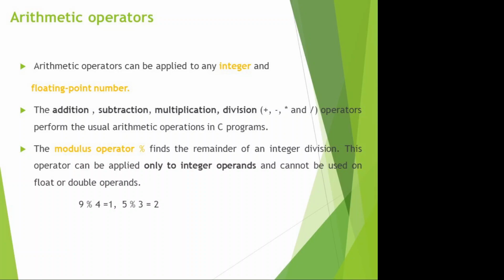In this statement, 9 mod 4 equal to 1. That means when 9 is divided by 4, the remainder will be 1. Similarly, 5 mod 3 will give 2. When 5 is divided by 3, that means the modulus operation is done, then the remainder will be 2. Modulus operator always gives us the remainder.